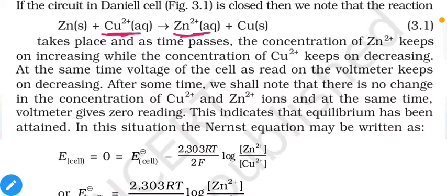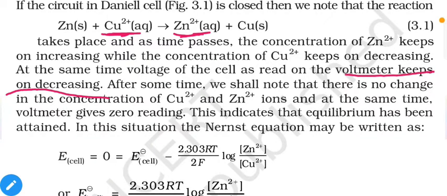So faster reaction, that means more number of electrons will be transferred in earlier stage and later as the reaction slows down, number of electrons also decreases. That's why voltage keeps on decreasing. Okay, so this is the reason why voltage decreases afterward. So after some time we shall note that there is no change in the concentration of Cu2+ and Zn2+ ions, and at the same time voltmeter gives 0 reading.